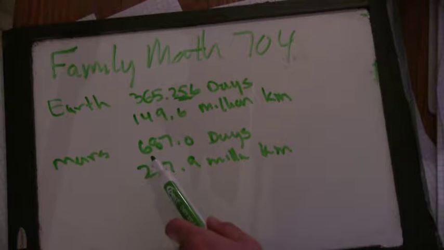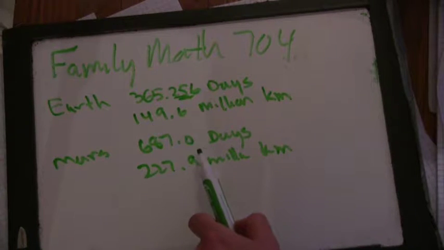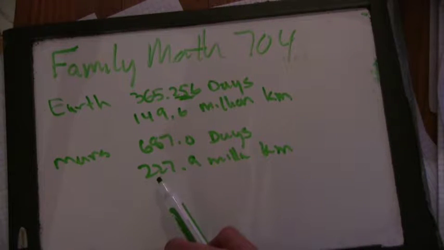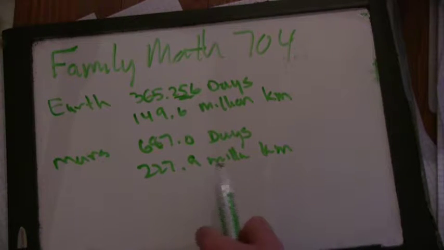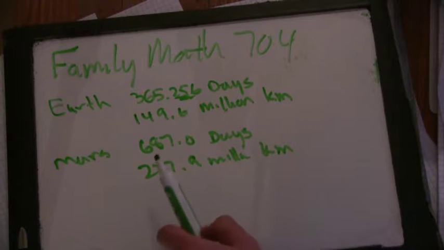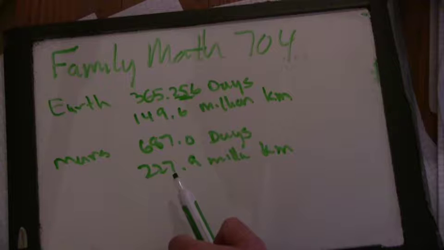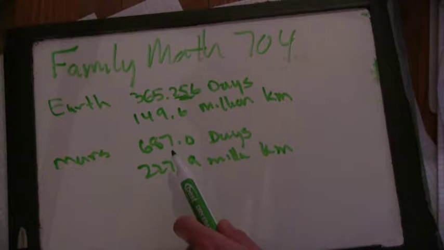Mars has an orbit of 687.0 Earth days, the way we measure a day, and it has a semi-major axis of 227.9 million kilometers. So Mars is a little bit farther away from Earth. And it's going a little bit slower.